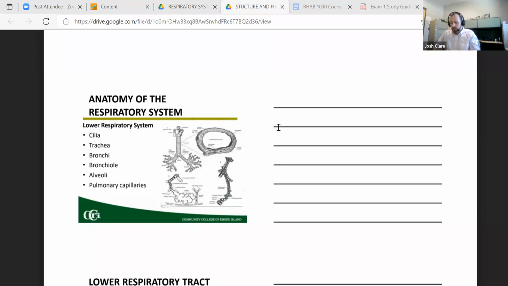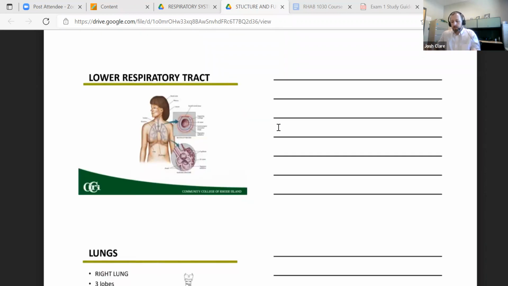The alveoli exchange those gases, again, carbon dioxide out of the body, oxygen into the body, through the pulmonary capillaries. So the pulmonary capillaries bring deoxygenated blood into the lungs. The alveoli bring the oxygen, they trade off, and then that exchange of gas happens, and then the oxygenated blood goes back to the heart.